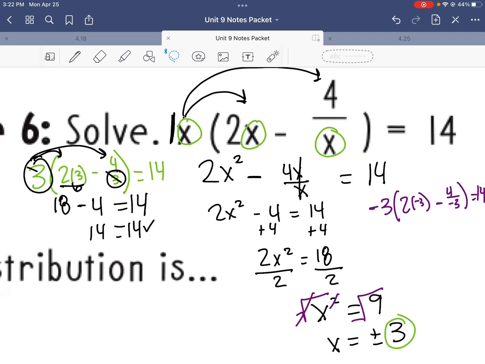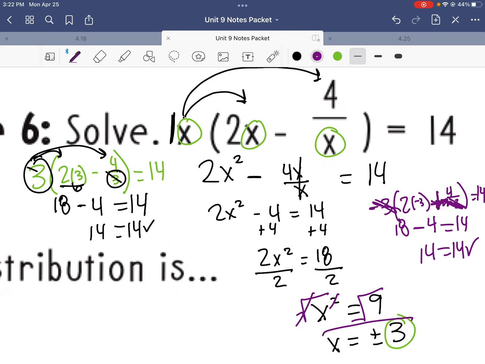Okay. So negative 3 times 2 times negative 3. So those negatives are going to cancel, and you're going to get a positive 18 again. And then we do negative 3 times a negative 4 divided by a negative 3. So that's a whole bunch of negatives. So let's go ahead and cancel these ones and just make those positive, because those two are going to make it positive. Now negative 3 times 4, a positive 4 divided by that, those are going to cancel, and we're left with a negative 4. So this one actually works also. So that's why we need both answers here. X could be positive or negative 3.